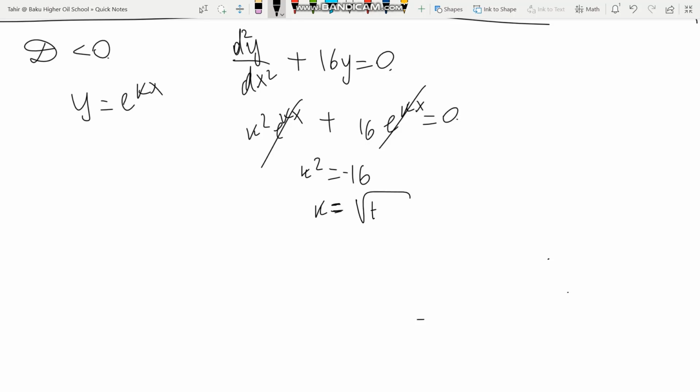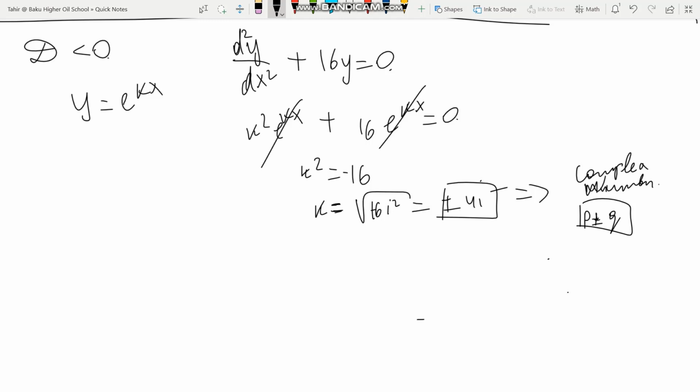Square root of minus 16 is plus minus 4i. And as you know, each complex number can be represented in terms of p plus minus qi. And here you see the p-value in this example is equal to 0.